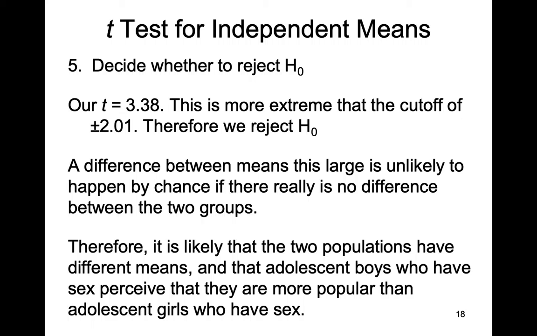Therefore, it's more likely that the two populations have different means, and specifically that adolescent boys who have sex perceive that they're more popular than adolescent girls who have sex. Why are we able to make the conclusion that boys perceive that they're more popular? Because their mean was higher. Their mean was 22 point something. Girls had a mean of 15 point something. So we can interpret that mean difference as being indicative of, at a population level, adolescent boys who have sex perceiving that they're more popular than adolescent girls that have sex.